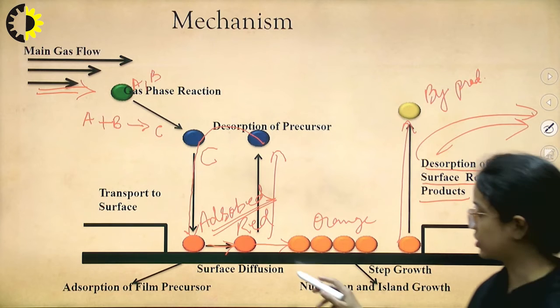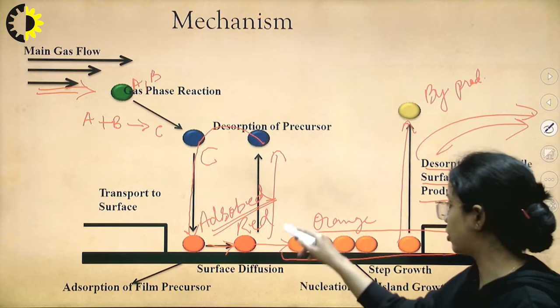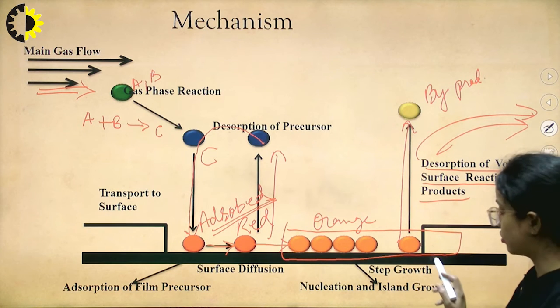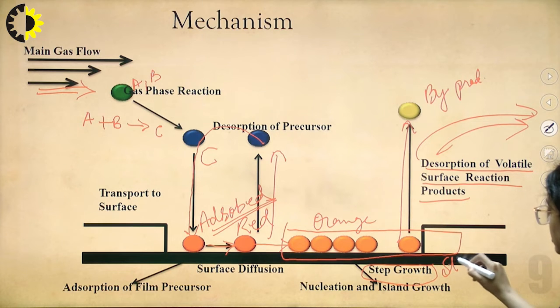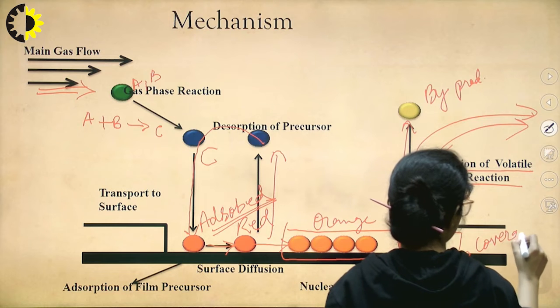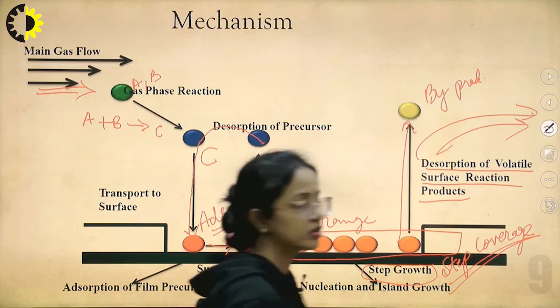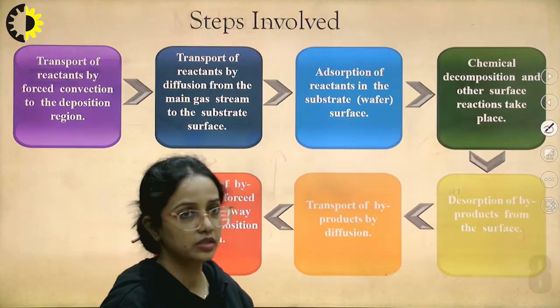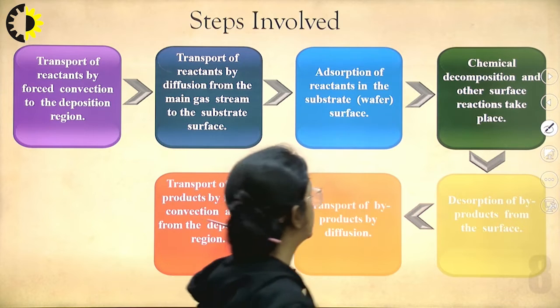Now this process of adhering to the surface of the wafer is called step coverage, or it is also shown here as step growth. We call it step coverage. Step coverage is nothing but the throughput, or the speed of output. We are going to study it in detail, starting from here.